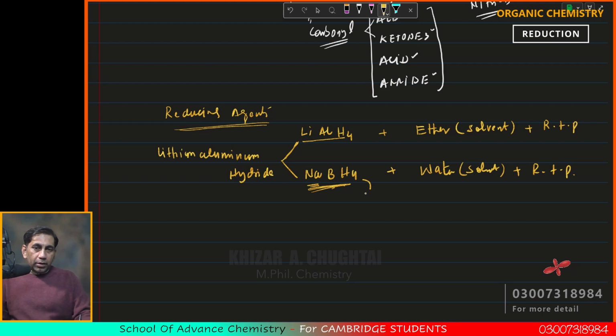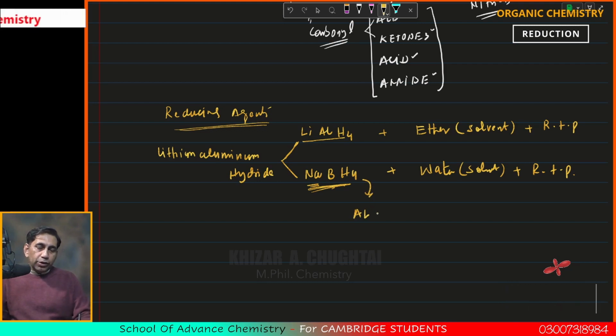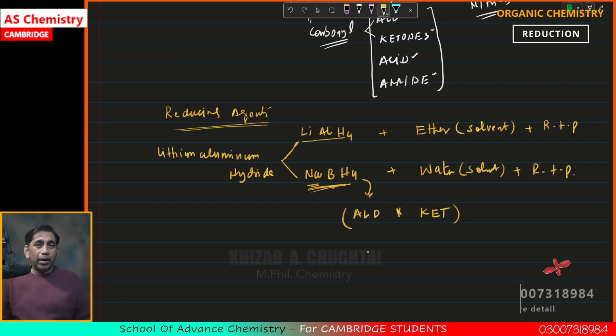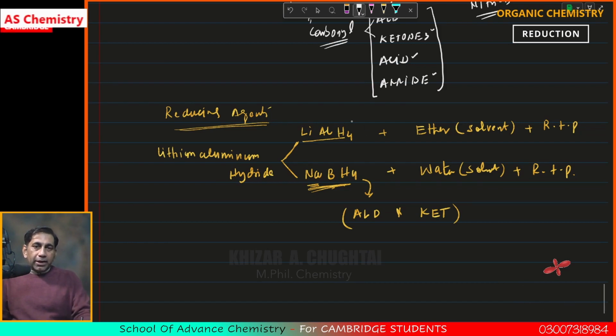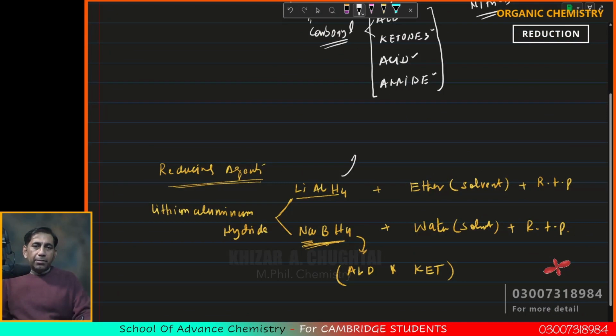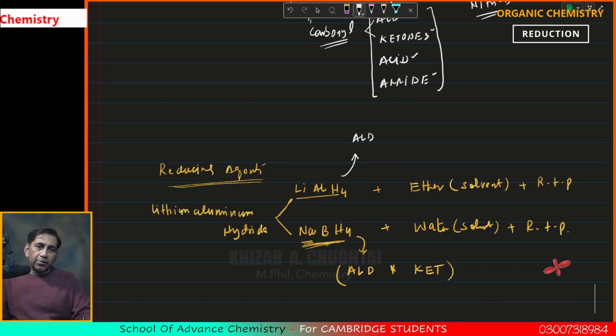Now, what is the specificity of each of these two reducing agents? Number one, sodium borohydride is used for aldehydes and ketones only. That's all. So sodium borohydride is the relatively selective, or you can say weaker, reducing agent. But what about lithium aluminium hydride? It can be used to reduce aldehydes, ketones, especially acids, and amides as well.